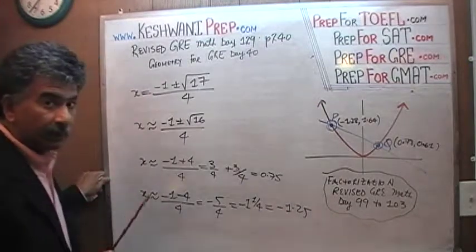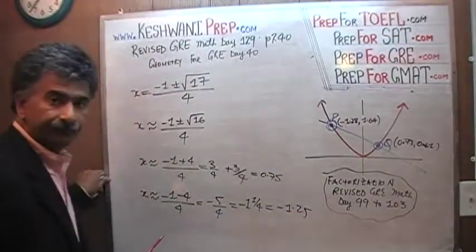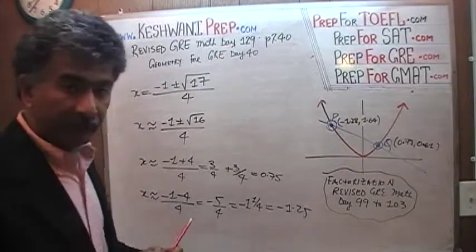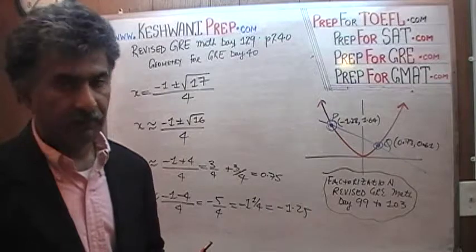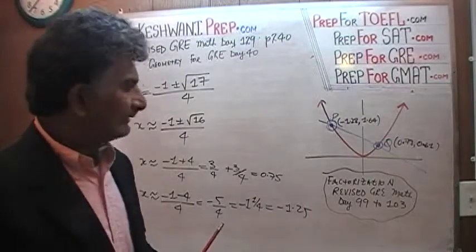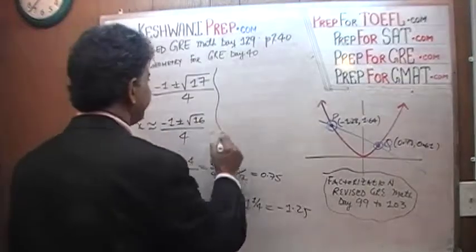But of course we know the real answer. It is exactly equal to negative 1.28. So if I had the calculator, I would have done the precise measurement. I don't have the calculator with me right now, alas. So that's it. Now our job is to find the y value. So let's do that here.